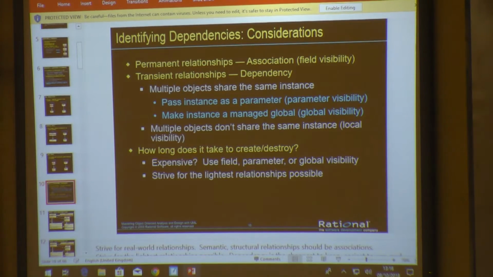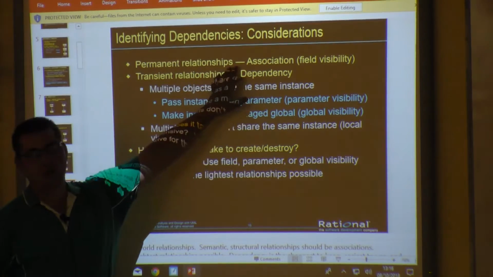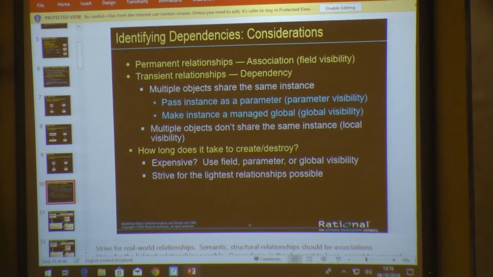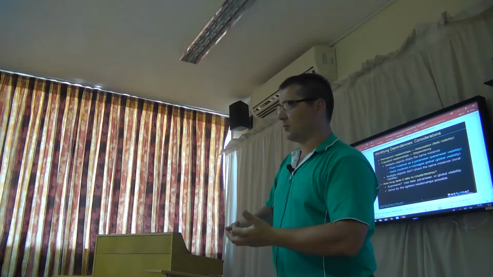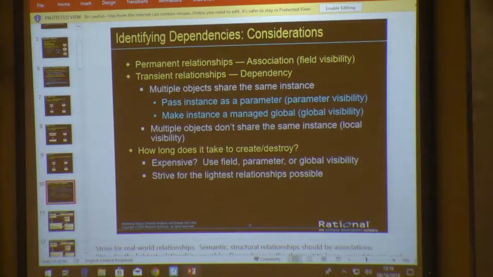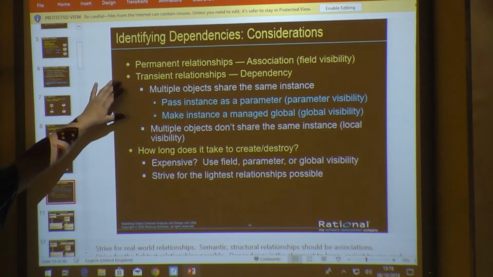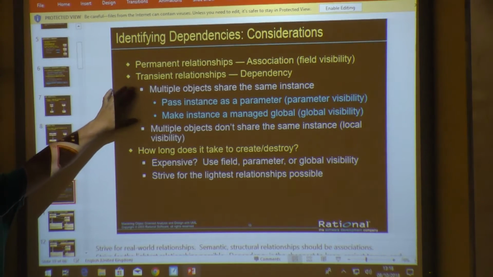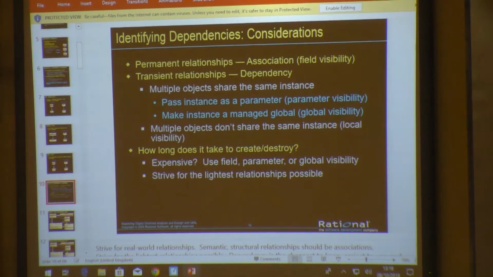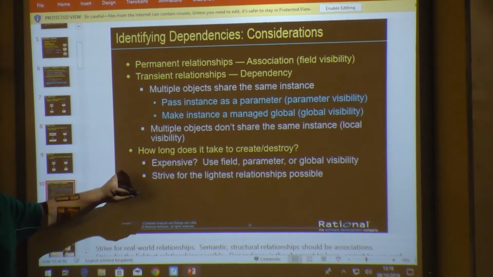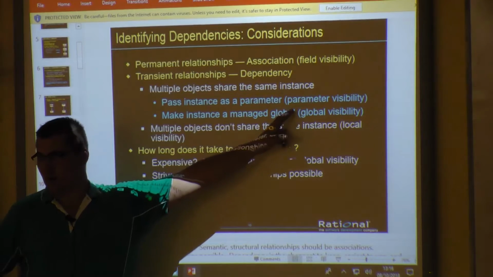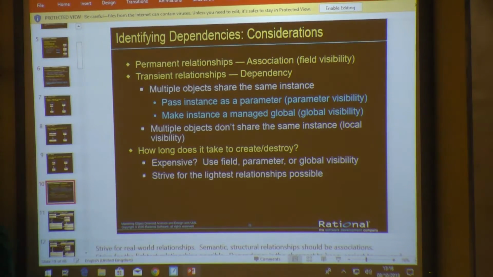So how do we identify these dependencies? There's a few considerations that we need to make. If there's permanent relationships, which is based on our associations, they will most probably still be associations, but they can be refined into aggregation and composition and so on. If there's transient relationships, then that will be dependencies. If there's multiple objects that share the same instance, we can rather pass these instances as parameters, thereby creating parameter visibility, which is a parameter-based dependency.